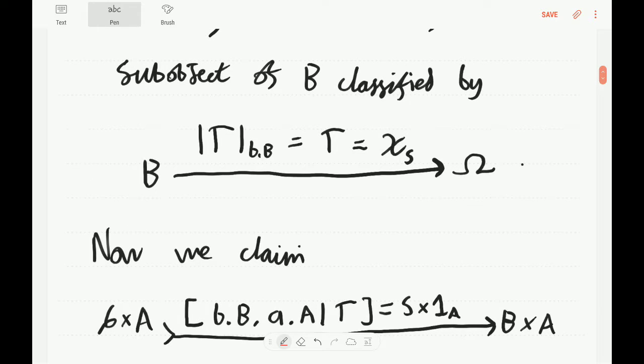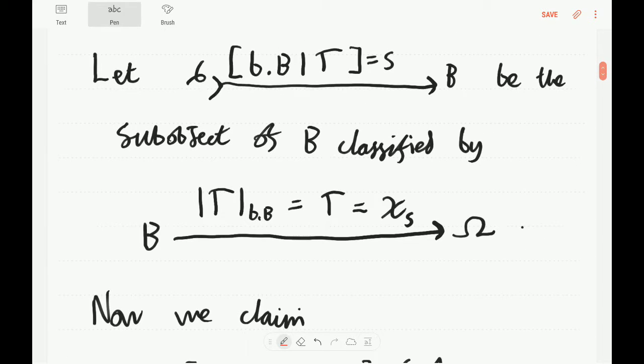So basically, we're just saying that we have our sub-object classifier here. Here's the true arrow. Here's gamma. If we pull back true along gamma equals chi of S, we get S here.